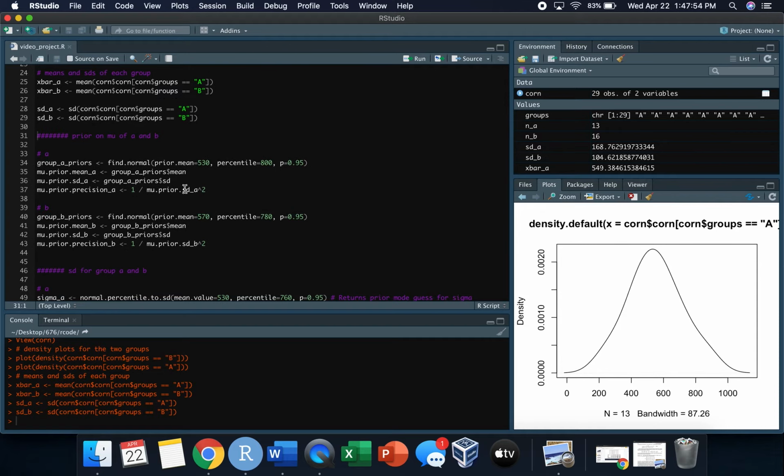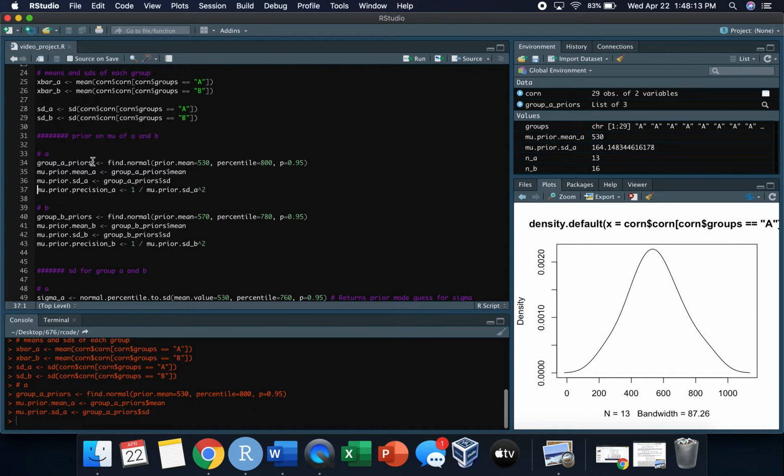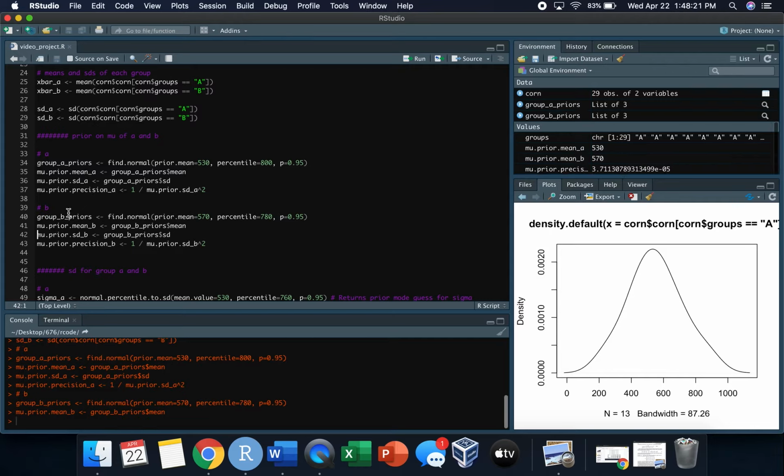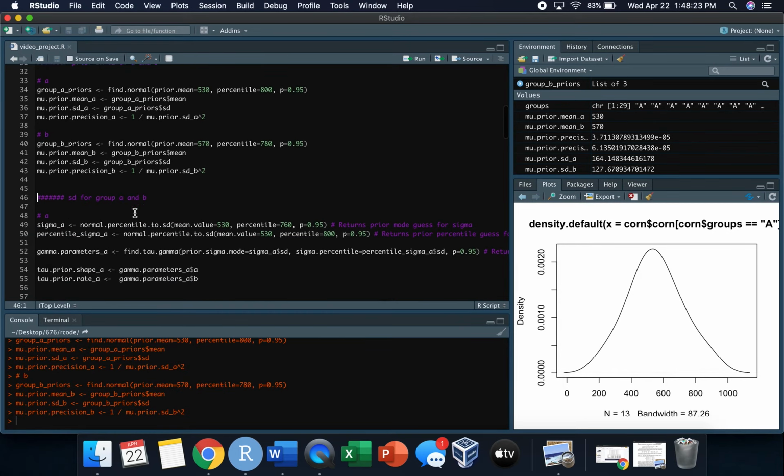So this part here is actually finding the priors of mu for group A and B. So this function, all you have to do is supply it with the best guess for the mean of group A, and then the best guess for the 95th percentile of group A, or whatever percentile you'd like. Okay. And then what we can do from there is extract the prior mean and the prior SD and prior precision for group A. And then for group B, we'll do the same exact thing.